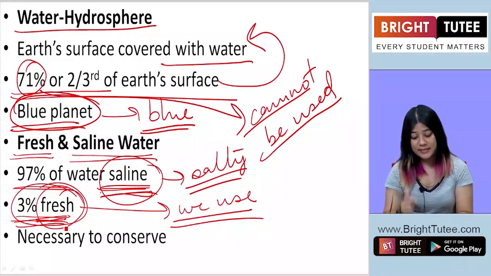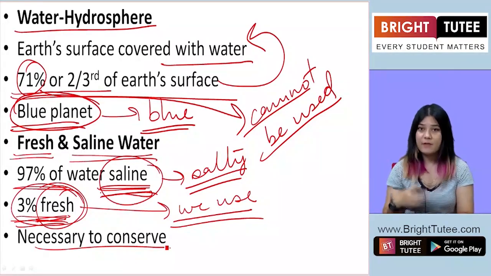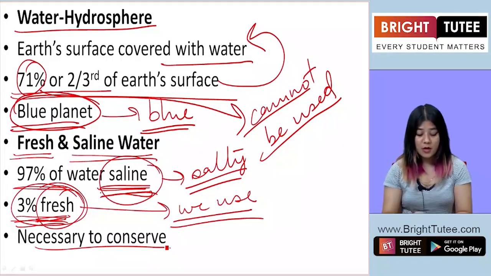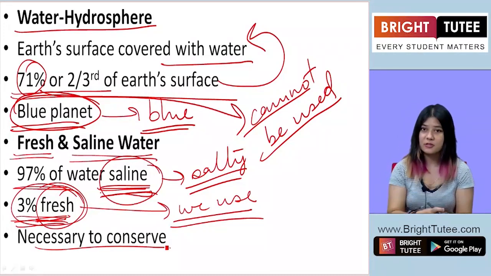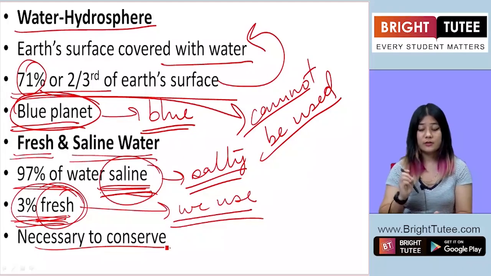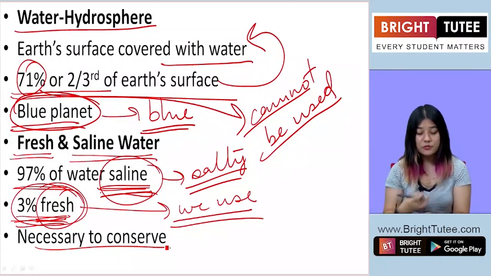Because of that reason, it is very important and necessary for us to be careful with our use of water, to conserve the water, to take certain measures to control our use of water. Okay, to use it carefully, wisely.